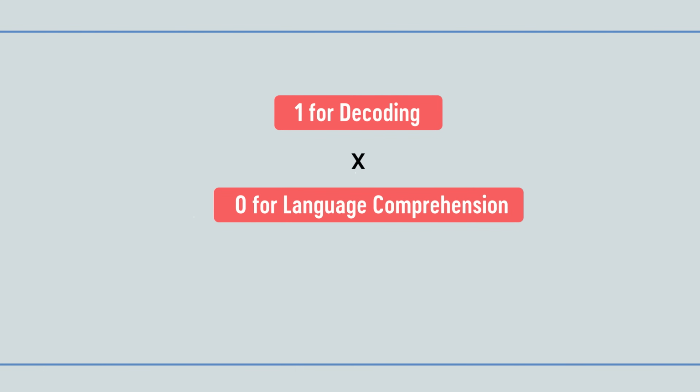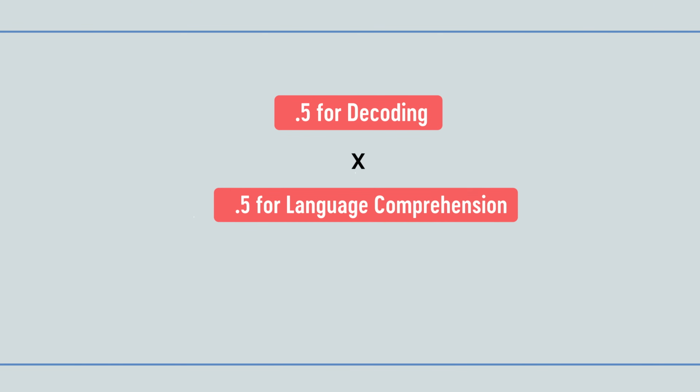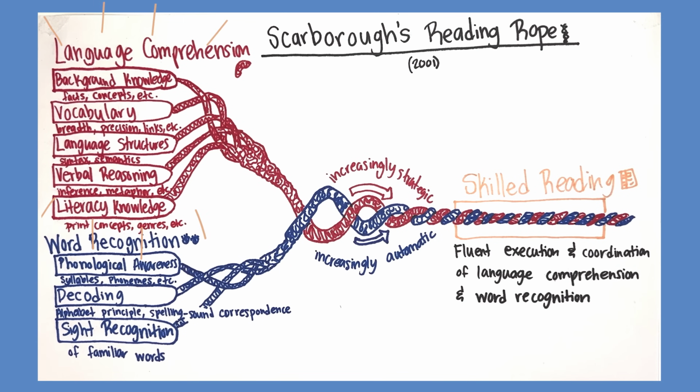Similarly, if you can decode all of the words, you can read them, but you don't know what any of them means. You have 1 for decoding multiplied by 0 for language comprehension equals 0. If you have some decoding skills, 0.5, and you have some language comprehension skills, 0.5, 0.5 times 0.5 equals 0.25. You're still not getting to reading comprehension. You need both elements strongly in place, word recognition and language comprehension and skills, in order to get to true skilled reading comprehension.